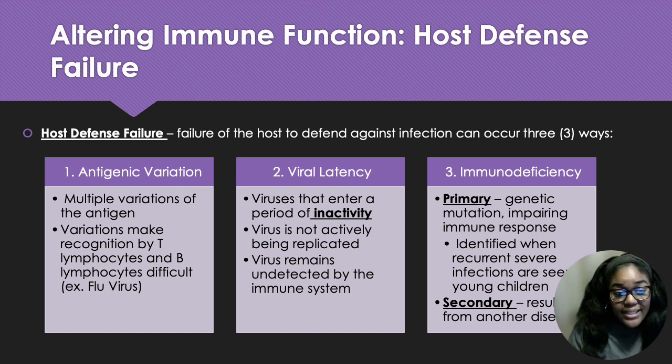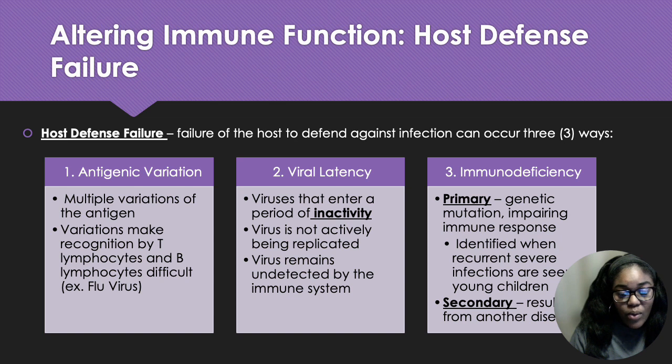We have viral latency, where viruses enter a period of inactivity. So they're not actively being replicated. They just remain undetected in the immune system until they proliferate enough in order to infect that host organism. And then we have immunodeficiency. And we have two different types of immunodeficiency.